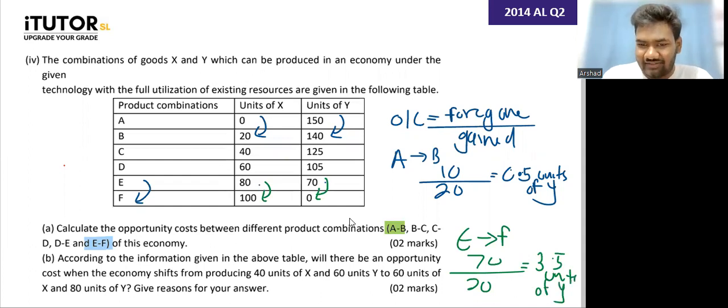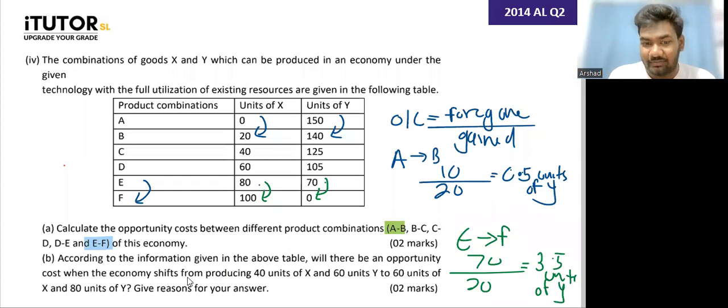So can you calculate that way, guys, for all the points A to B, B to C, C to D, D to E? Foregone divided by gain. When you go from this point to this point, see how many units you are foregoing and how many units you are gaining. Okay, part A. Any questions? Fine. Guys, are all okay with that part A?